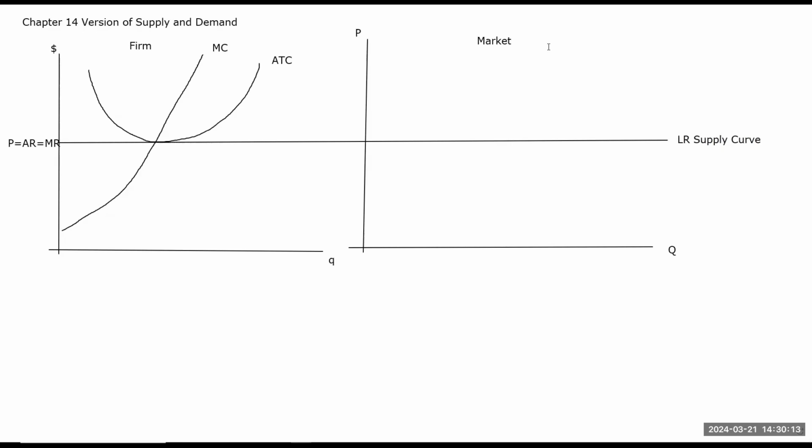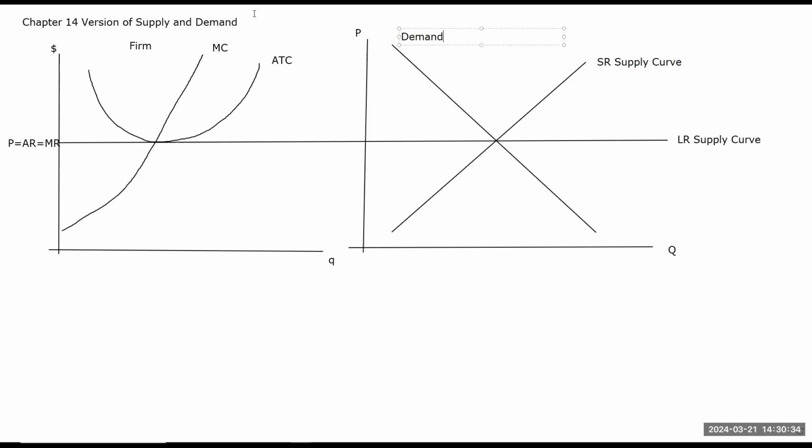And we have a demand curve, and we have a short run supply curve. And right here, we have Q star for the level of output at the market level in equilibrium.